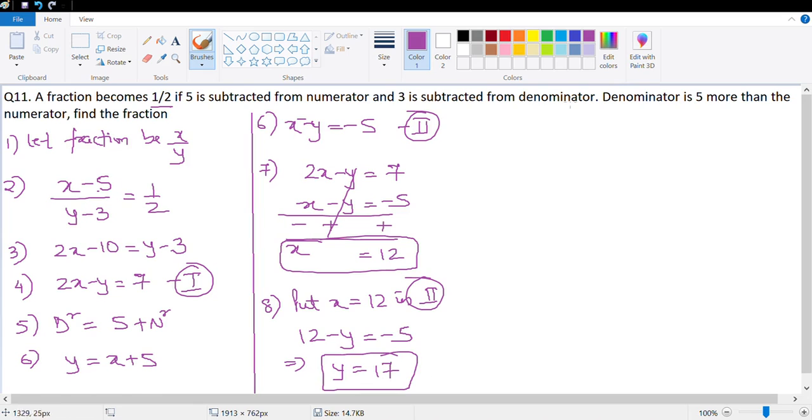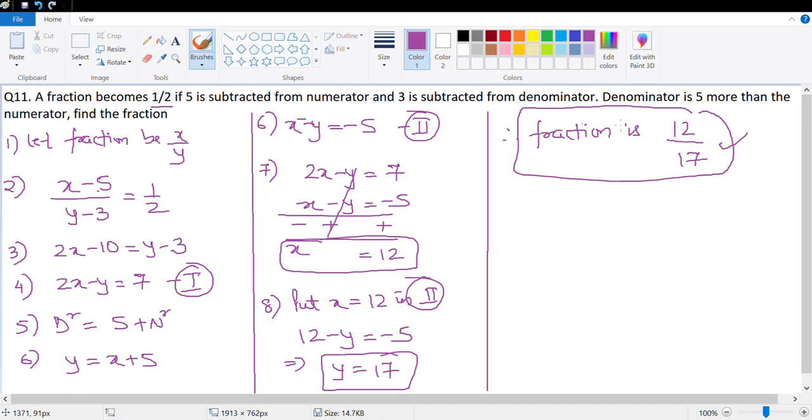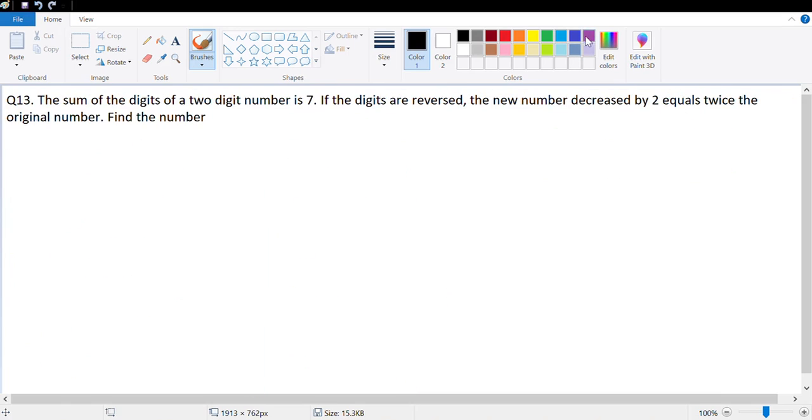So again, the question is asking about the fraction. So our answer has to be in the form of a fraction. Therefore, the fraction is 12 upon 17. Perfect. That's our final answer. Let's look at the next question. The next question that we have is question number 13.